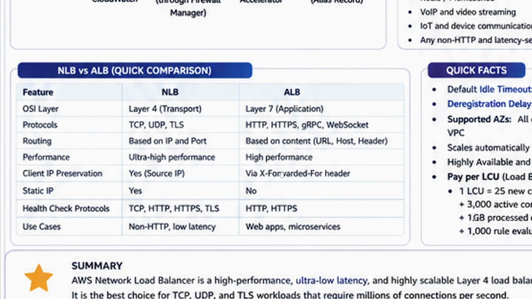Client IP preservation. Here it can preserve it, but via the headers. And then here there is static IP, and ALB has no static IP. It is dynamic IP. Health check protocols: basically, it can support TCP, HTTP, HTTPS, TLS, etc. ALB can support HTTP and HTTPS use cases like we have spoken about.